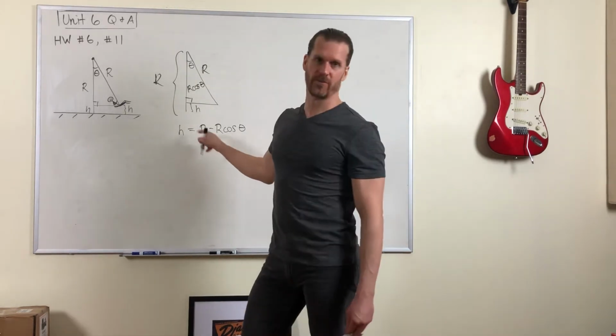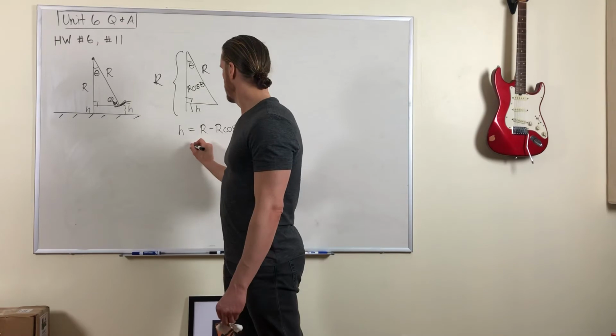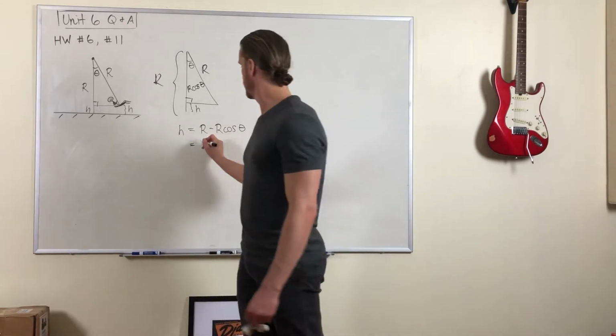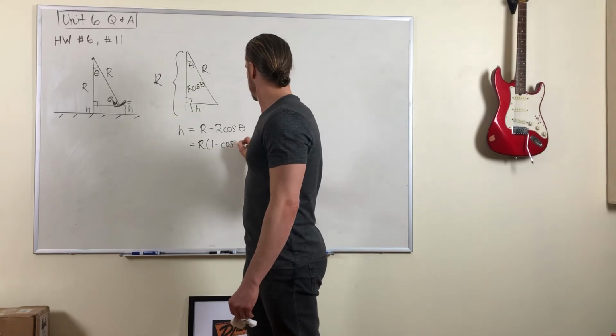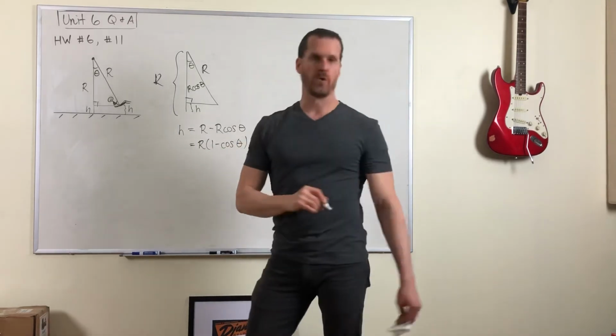You can write this a little more compactly if you want. Factor out the r. h equals r times one minus cosine theta.